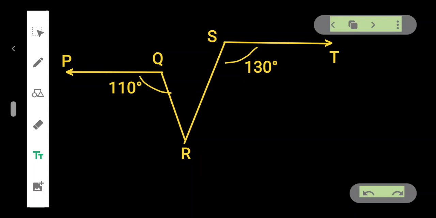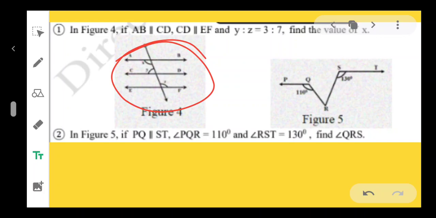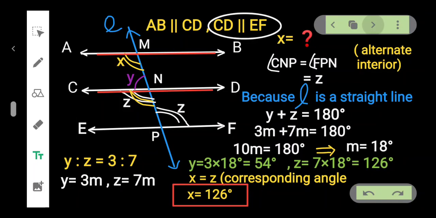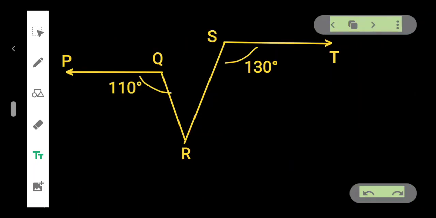Oh, one more question is there. Yes, one question is remaining, sorry. Second question. PQ is parallel to ST, angle PQR is 110 and angle RST is 130 degrees. So let's make this question again. PQ and ST are parallel. We have to find out QRS. What is the angle QRS?